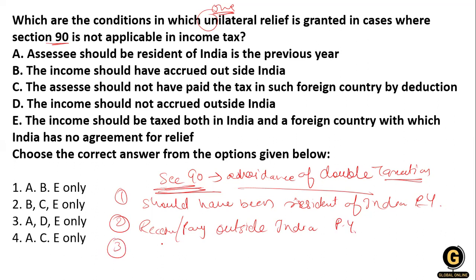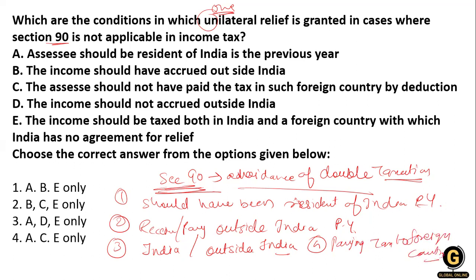Okay, and then the third condition is that the income should have been taxed both in India and in a foreign country, that is, outside India. And the fourth one is that the individual or corporation should have paid tax in the foreign country. The assessee should also be paying tax to the foreign country. So these are the conditions under section 90, avoidance of double taxation.